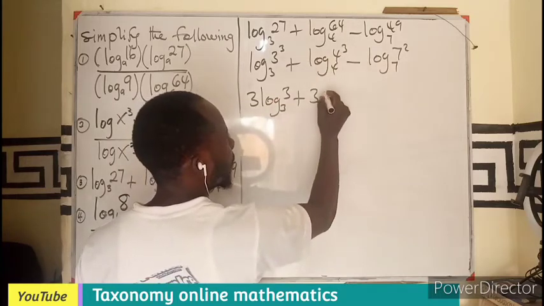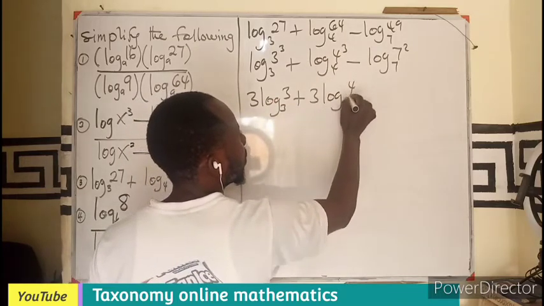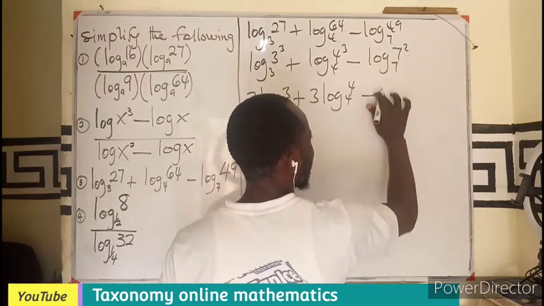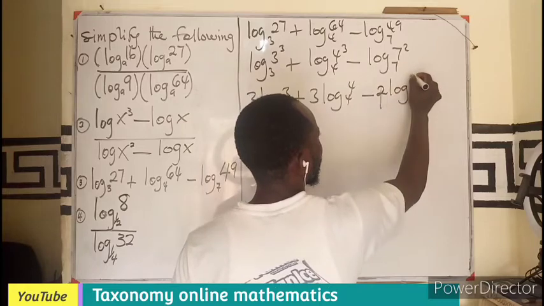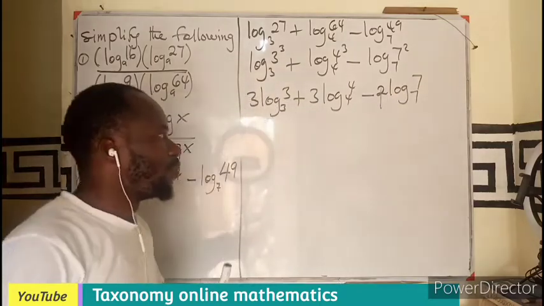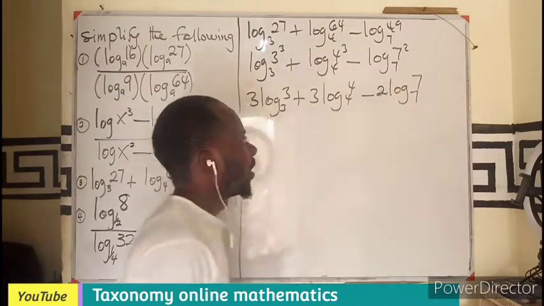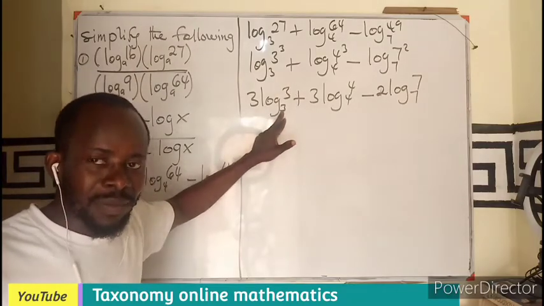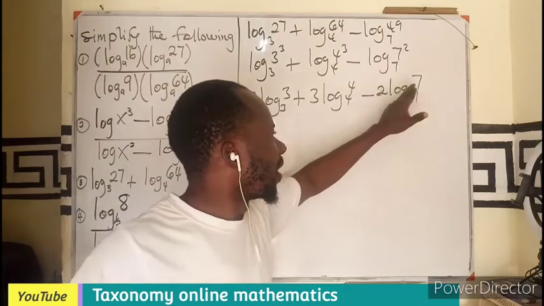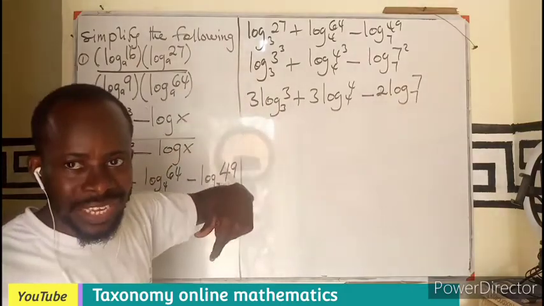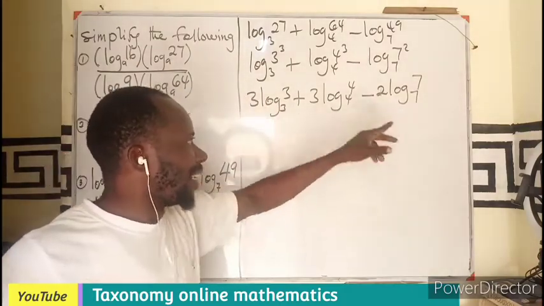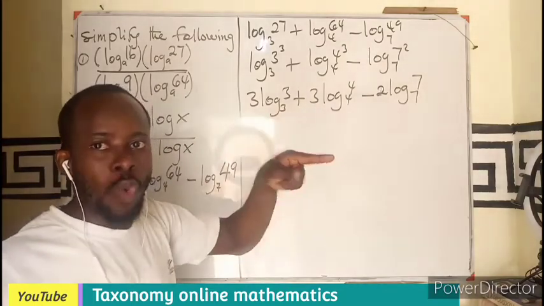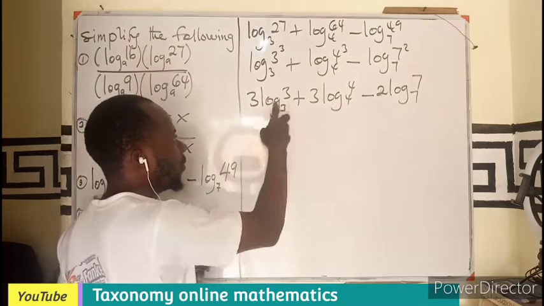This will also be 2 log 4 base 4 minus log 7 base 7. Now we can see that the argument and the base are the same. We have an identity rule. The identity says that if the argument and the base are the same, the log is just what? 1. Meaning the whole of this becomes 1.